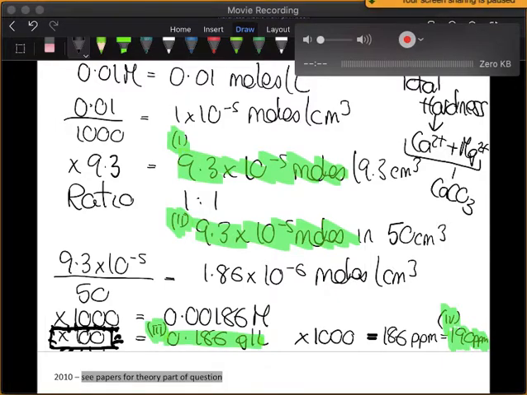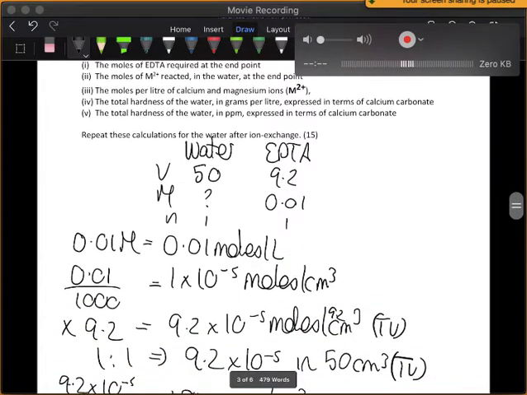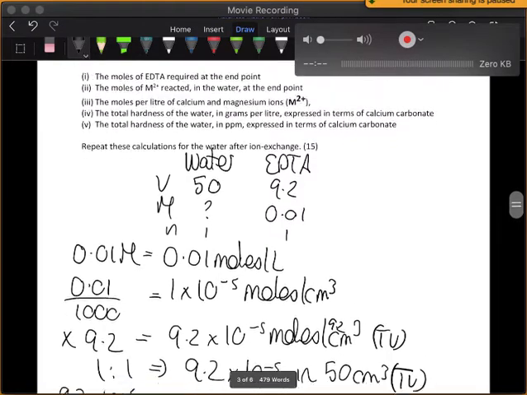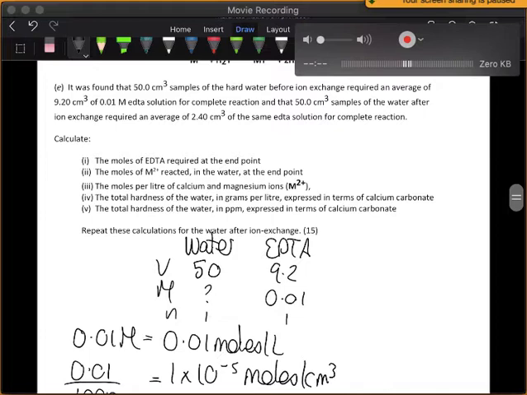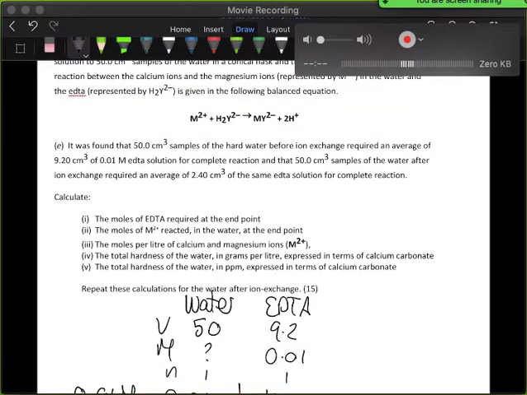You see, in 2010 it says there's 9.2 centimeters cubed of 0.01 molar EDTA. But then afterwards it says, after ion exchange, required an average 2.4 centimeters cubed. What's that? So what they have done is they have taken their water sample, tested that, and then put it through an ion exchanger, to remove hardness. The sample comes out at the bottom, and you now have a lower amount of EDTA required because the water is now less hard.